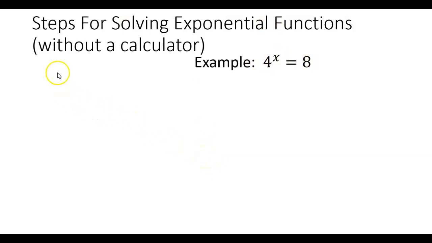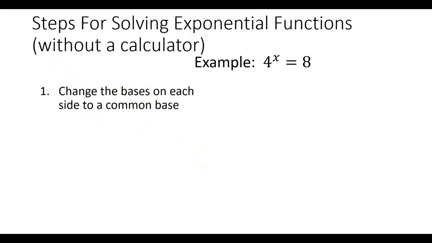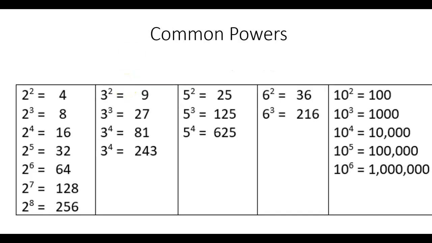Step 1 is going to be to change the bases on each side into a common base. So for instance, here we have 4 and here we have 8. Those are the two bases that we're currently working with. Well, let's go back to our last slide here. I see a 4 here and an 8 here. When you find the two numbers in the same column, their common bases are going to be what you see here then. So I'm going to change the 4 into 2 to the second power, and I'm going to change the 8 into a 2 to the third power.